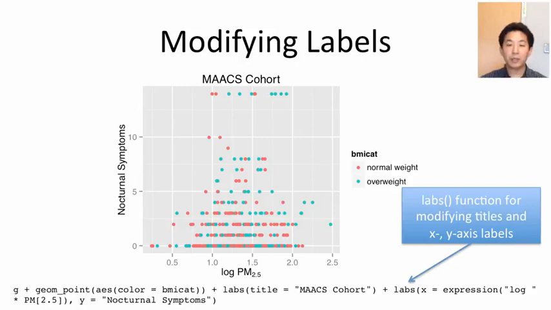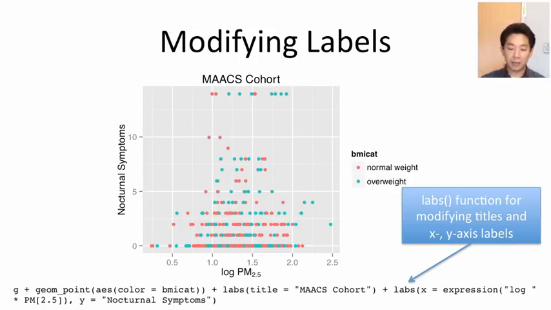You can modify the labels with the labs function. So the labs function I've called a few different times. I've added on to my basic plot. So the g object, remember, it's just the data frame plus the x and y coordinates. Here I've added the geom_point function, and I've assigned the color variable to BMI category. So now the 2 different BMI categories are in 2 different colors. The labels, I set the title to be MAX cohort because that's where the data come from. This is the MAX study.